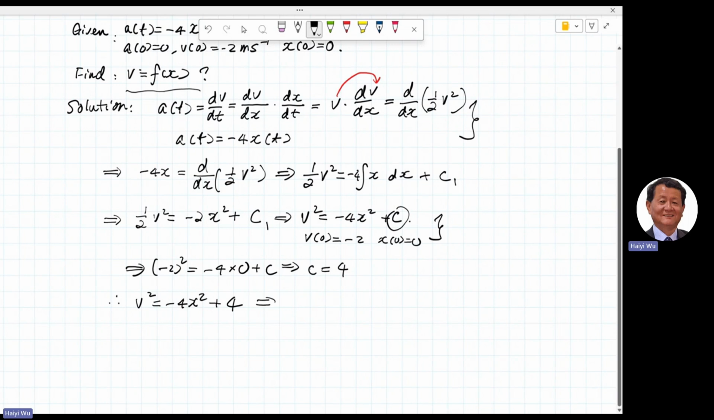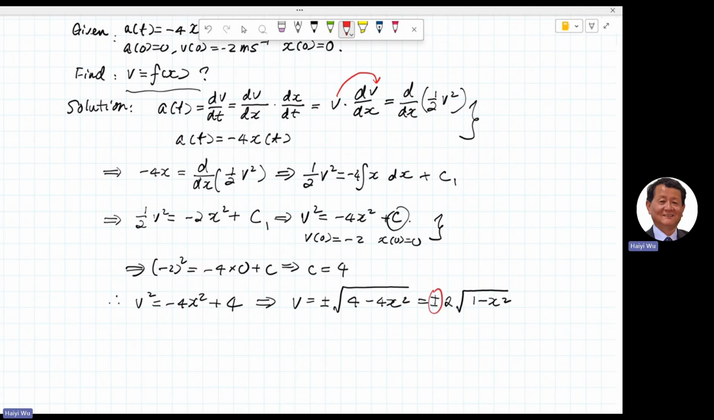Now we undo the v squared, so v becomes positive or negative the square root of 4 minus 4x squared. I'm going to simplify by taking the 4 out, which becomes 2, times the square root of 1 minus x squared. Now, the problem is this is not a function because we got two results, one positive and one negative. So we need to change to a function, because a function only has one f(x). So which one do we choose?